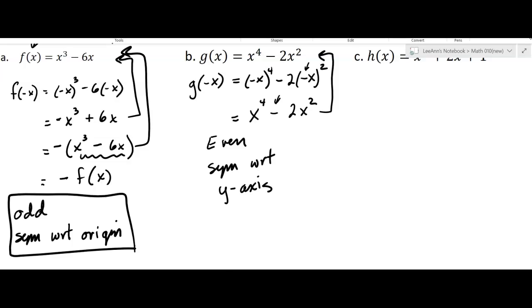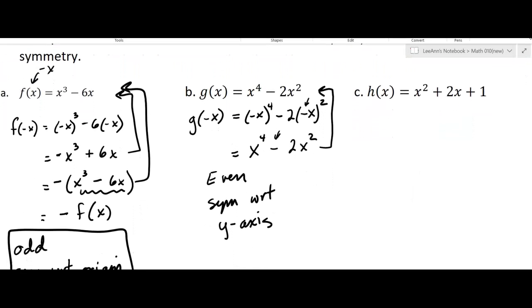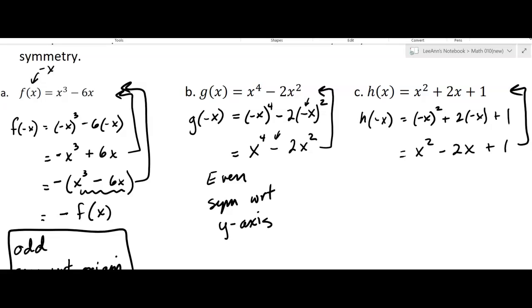And then we have one more, if I can get it, there it is. And so we put in the opposite of x. We get the opposite of x squared plus 2 times the opposite of x plus 1. That gives us x squared minus 2x plus 1. Is that the same thing we started with? No. If I factor out a negative 1, is that the same thing we started with here in the parentheses? No. So this is neither even nor odd.